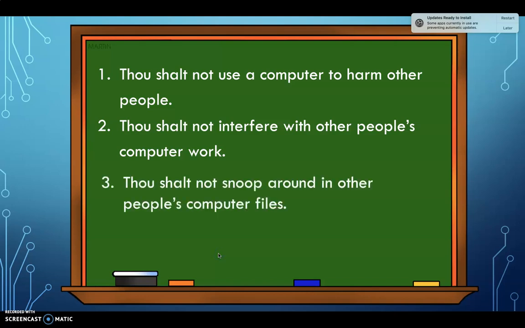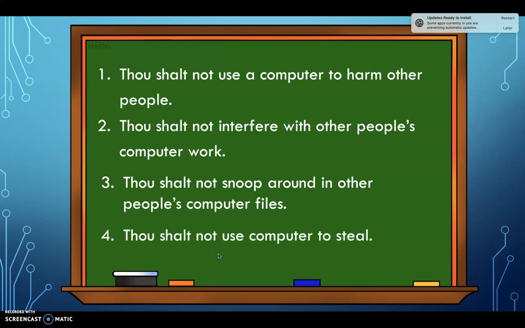Number 3. Thou shalt not snoop around in other people's computer files. It is illegal to open and read someone's real physical mail. And it is also illegal to snoop on network connections and read someone's email, passwords, files, databases, and the like.